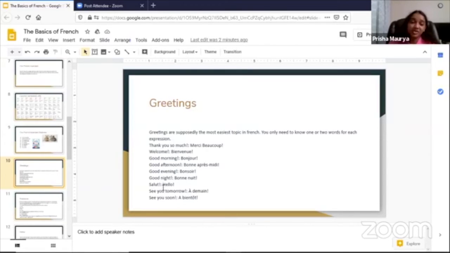So that's what you would be saying. So see you tomorrow is à demain, and see you soon is à bientôt. You literally have to memorize them, and then learn how to pronounce them and then say it. And when you learn these, they get really easy.